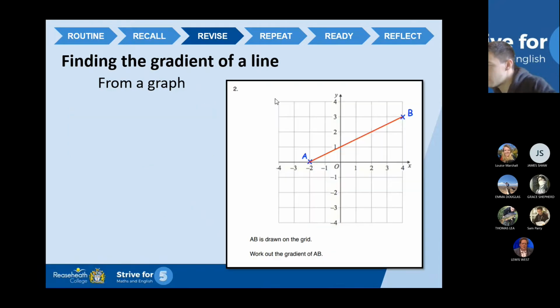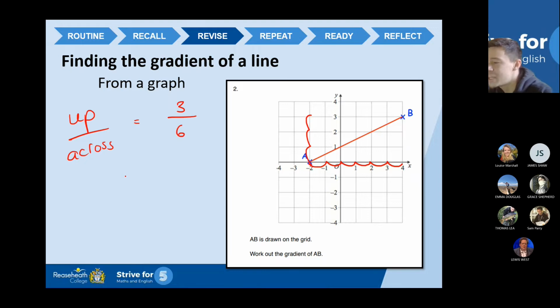Let's do some more of these. How far up? And if it helps, write down up and across: up divided by across. Up is 1, 2, 3, so it goes 3 up. Across is 1, 2, 3, 4, 5, 6. 3 divided by 6 is 0.5. So for every 1 across it goes up half a square. Yes, I can see that.